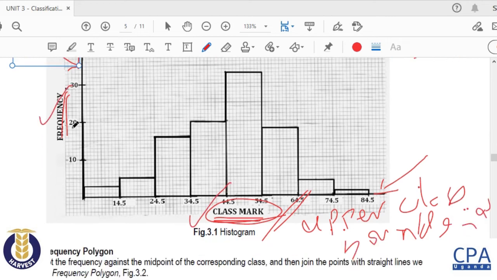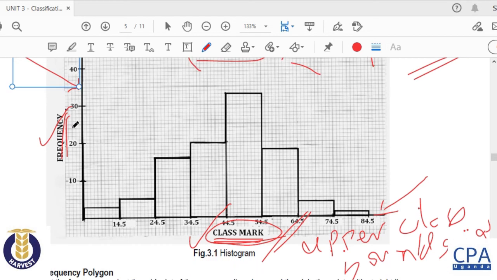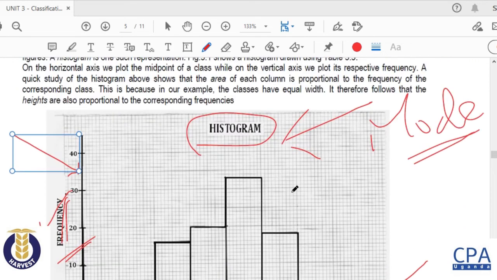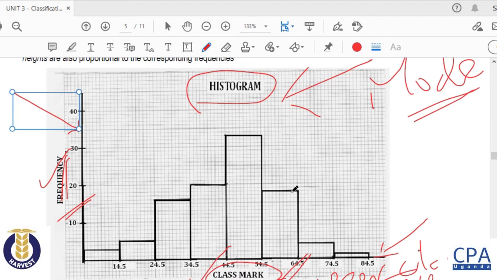But if your objective is to determine the mode, then you have to use the upper class boundaries, or any class, or we can even just simply say class boundaries. You can use the class boundaries vis-a-vis the frequency. Now, as you can see, the histogram, for exam purposes, your histogram should cover 3/4 of the graph paper.